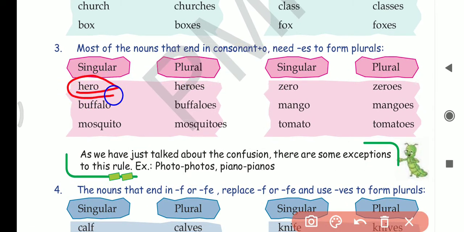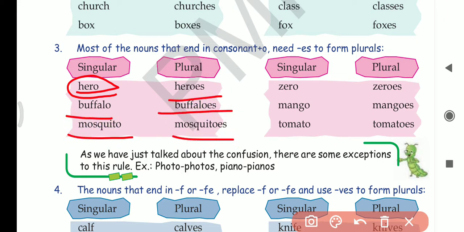It is ending in o. So what you have to do, you just have to add es to make it plural. Hero, heroes. Buffalo, buffaloes. Mosquito, mosquitoes. Zero, zeros. Mango, mangoes. Tomato, tomatoes. You just have to add es to it.